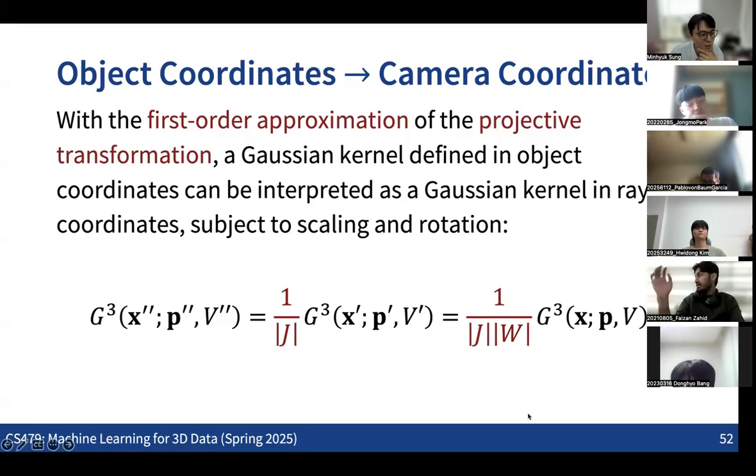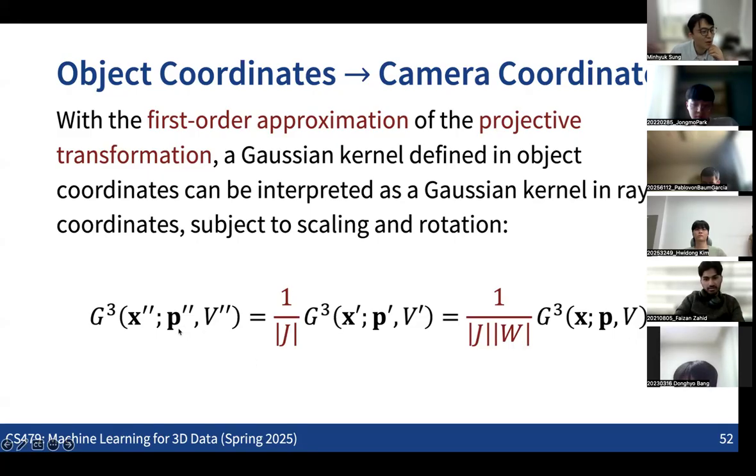Actually, the determinant of W will be 1 for most of the cases, and we will just need to compute the determinant of J here. This is some kind of approximation. Obviously, the Gaussian kernel will not be Gaussian in the ray coordinate system, but this is one way we can simply approximate the Gaussian kernel as a Gaussian in the ray coordinate system. This can be calculated this way.